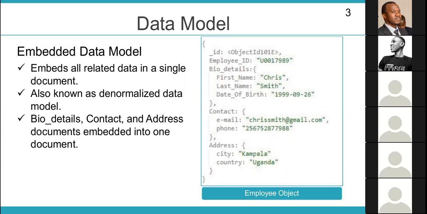But what the embedded data model does, it gets all the related documents and it embeds them within one document. So for example, you'll have a database of employees, and each employee record, call it object, will look something like this. So you have an ID, employee ID, then you have the subdocument, bio details, you have the contact, also a subdocument, you have the address, also a subdocument. And these documents can always be navigated using the dot notation. Yeah, I think I've explained enough regarding the embedded data model.